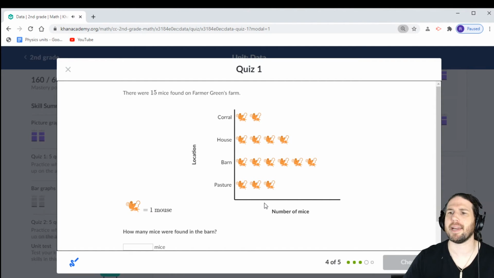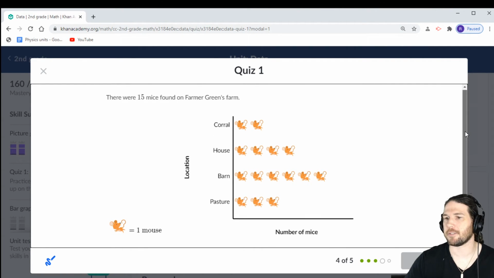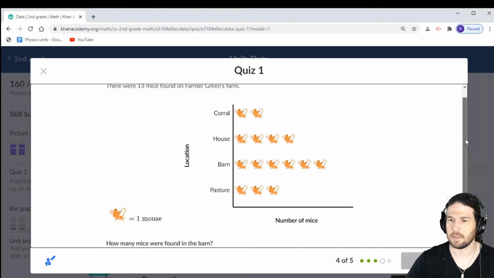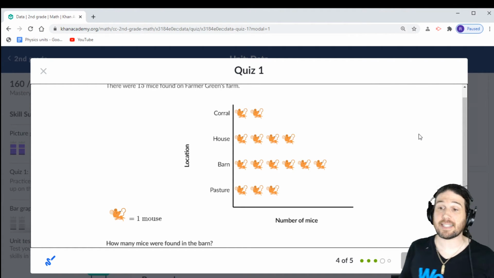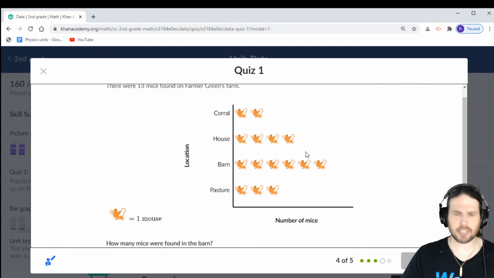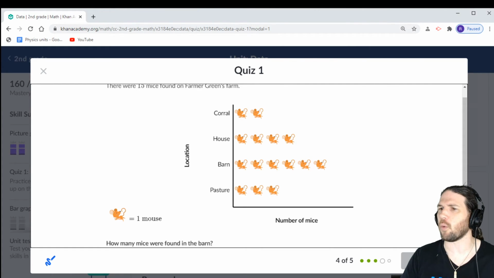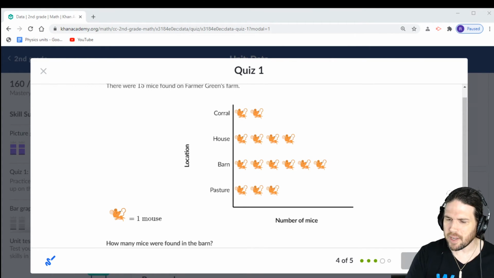There are 15 mice on Farmer Green's farm. How many mice were found total? Again, this is just a counting problem, right? You don't actually have to know how graphs work. The fact is, this particular graph is going left and right instead of up and down. What the heck? What is even going on here?